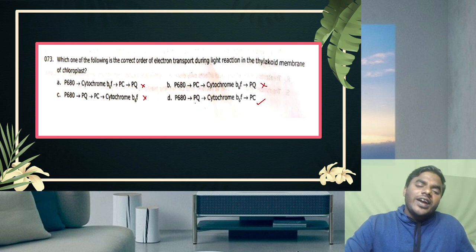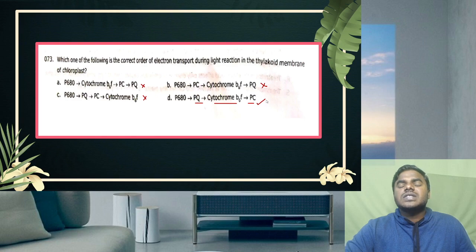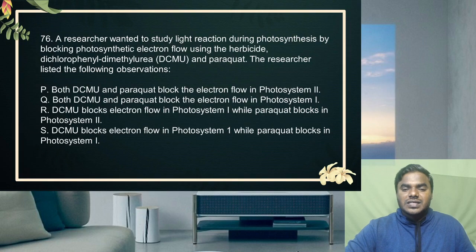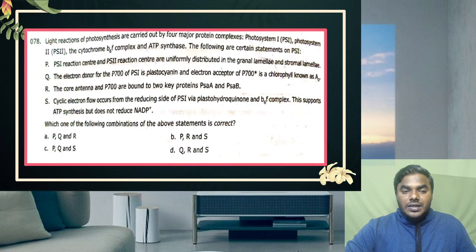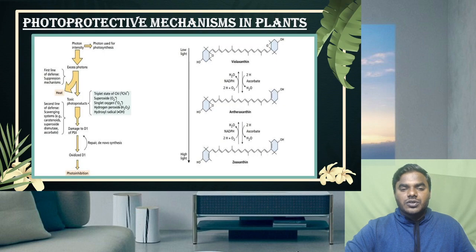P680, pheophytin, they did not give. After the pheophytin it is what? Plastoquinone. After plastoquinone, cytochrome b6f. After cytochrome b6f, obviously friends, plastocyanin. Very simple point, right? So we will continue the topic, and then we will come back to solve the questions.